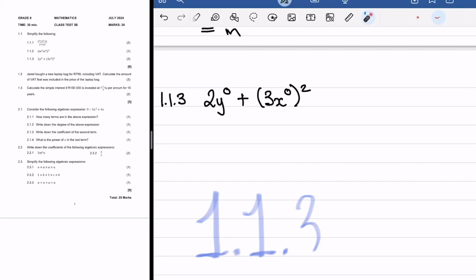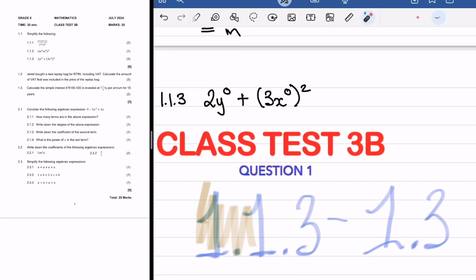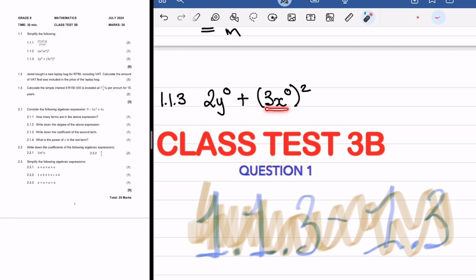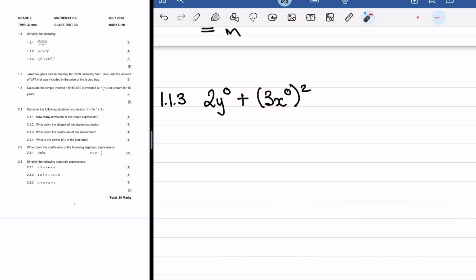1.1.3, 2y to the power 0 plus 3x to the power 0 in brackets raised to the power of 2.